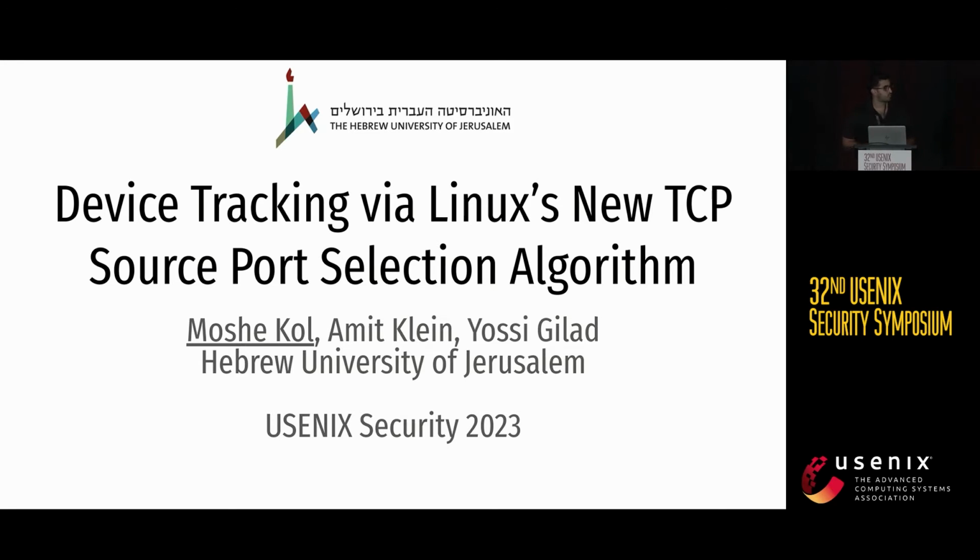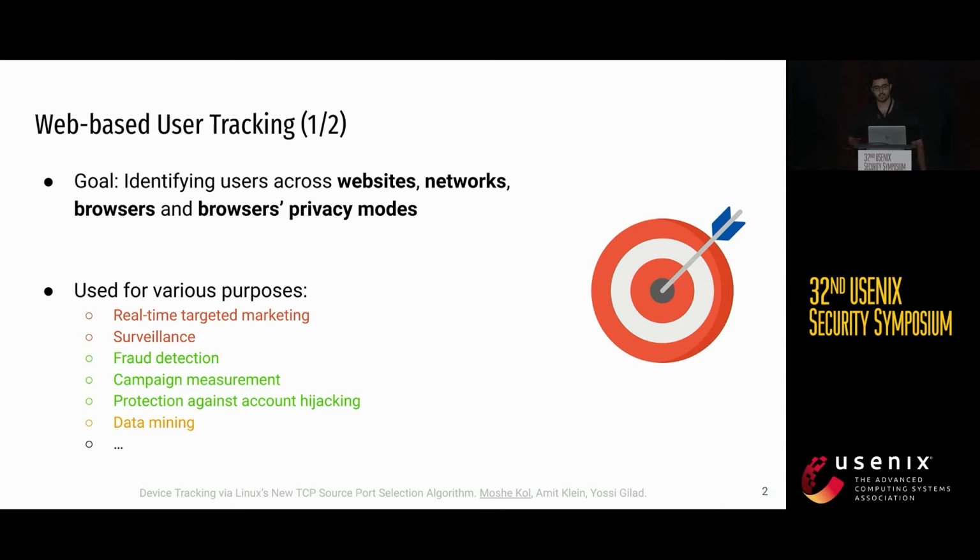My name is Moshe from the Hebrew University of Jerusalem, and this work is all about tracking users as they browse the web. So the ultimate goal of web-based user tracking techniques is identifying users across websites, networks, browsers, and browser privacy modes. And this practice is used for various purposes. On the negative side, we have real-time targeted marketing and surveillance purposes. On the positive side, we have fraud detection and implementing various protections. And we have things that are in between.